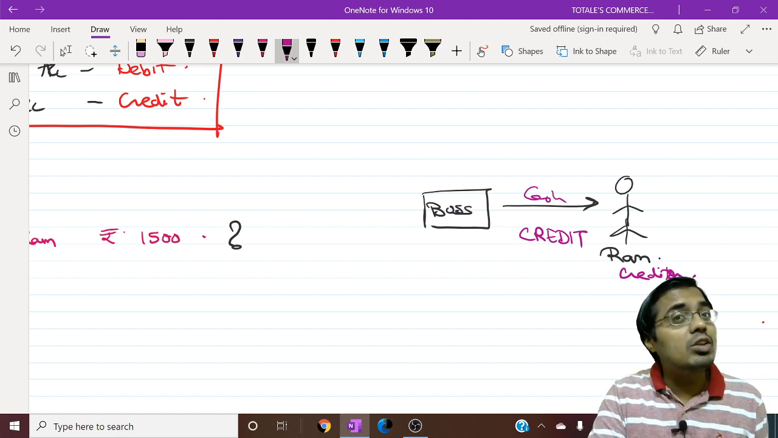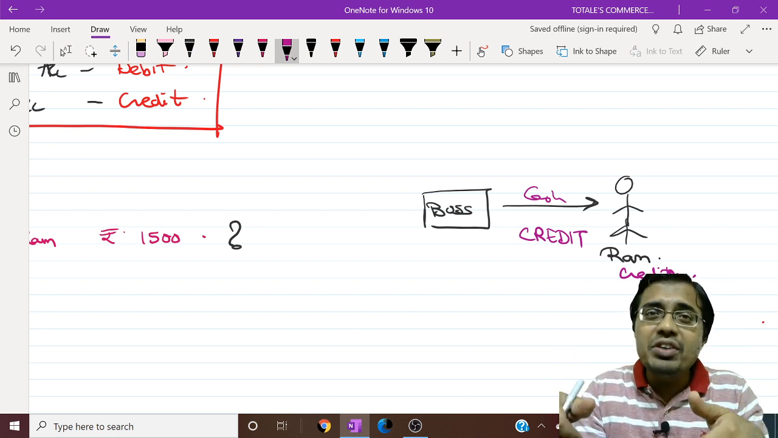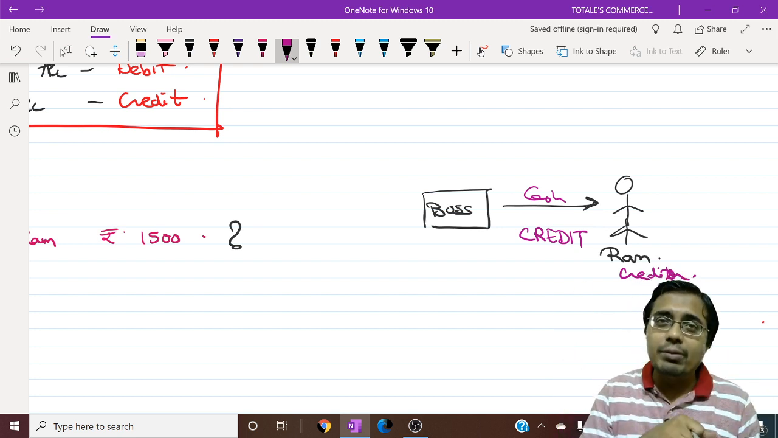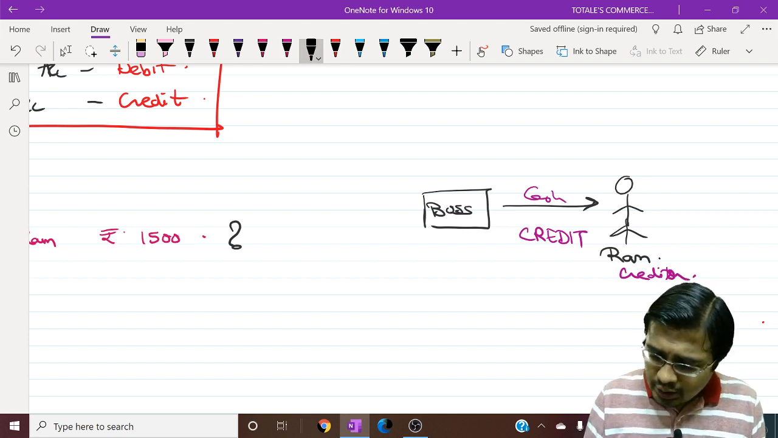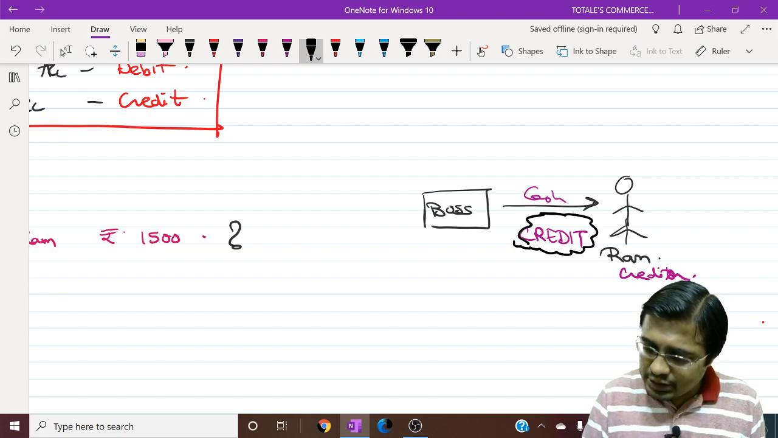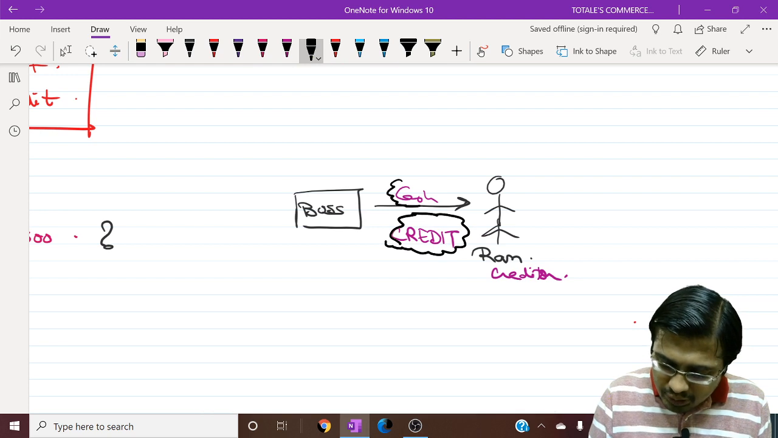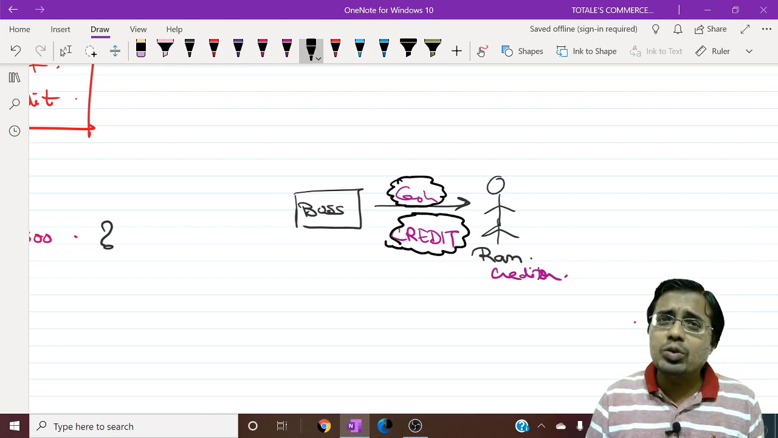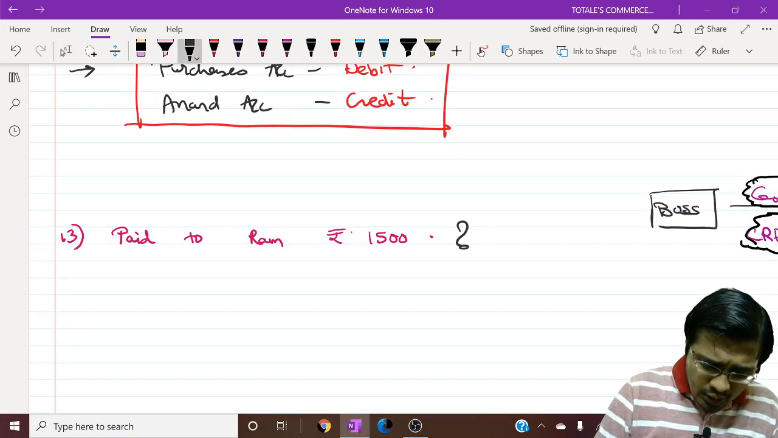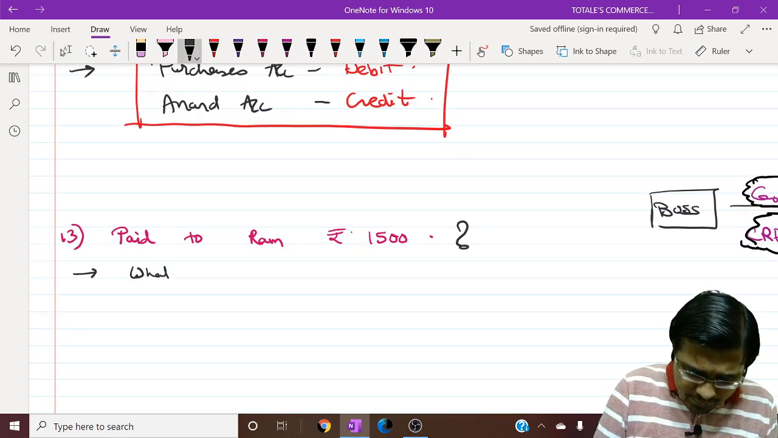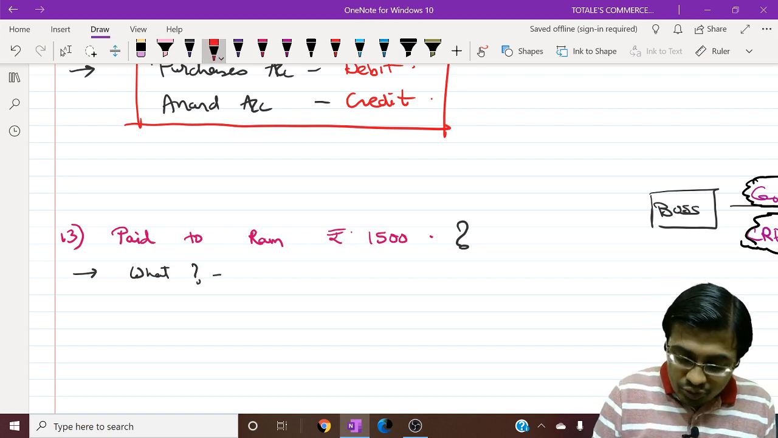And now, because the reason is not given, we are going to assume, obviously, that we had to pay him, and that's why we are paying him. So if we had to pay him, it means he was our creditor. So this transaction turns out to be a credit transaction. Okay. And what are we paying to him? We are paying, if nothing is told, obviously we are paying either cash or by check, and here nothing is told, so we are paying cash. So we paid cash to Ram.